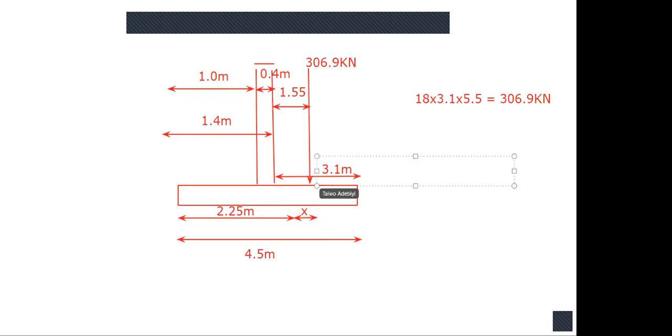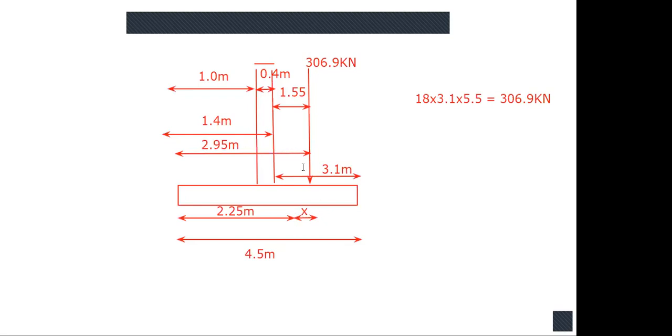Since I know that from here to here is 1.4, 1.4 plus 1.55 will give me this place to be. From here to here will be 2.95 meters. Now I've gotten that from here to here is 2.95 meters.